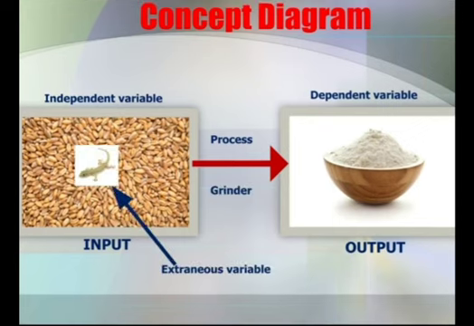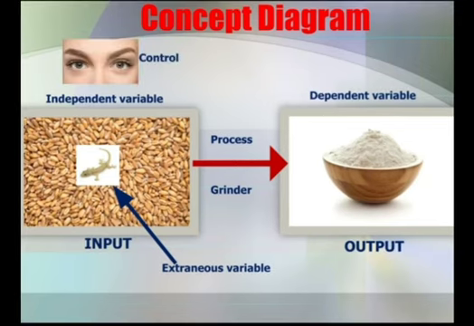This slide adds an extraneous variable to the previous concept diagram. An extraneous variable is a factor that affects the results but is not directly related to the study. In this example, the grinder acts as an external factor influencing the process. Researchers must identify such variables because they may affect the accuracy of the research results.